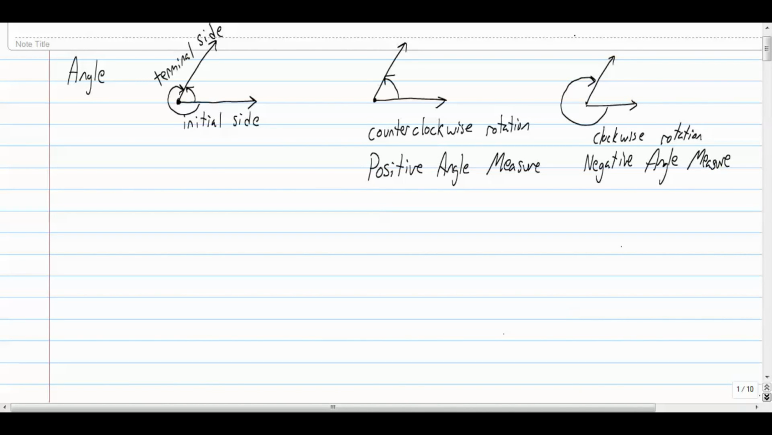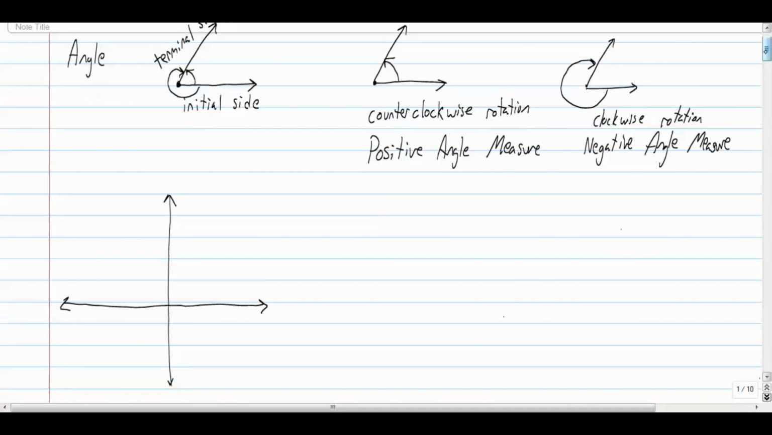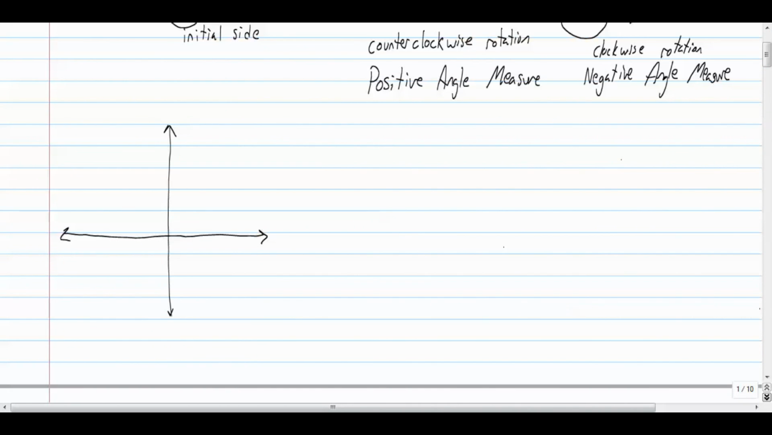Alright, if I have a vertical number line and a horizontal number line that intersect and form a 90-degree angle, or that's two number lines that are perpendicular, then that will divide my plane into four different regions.